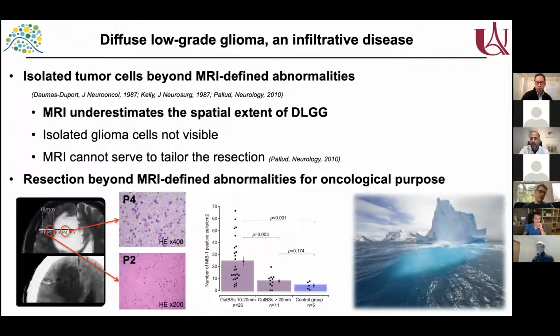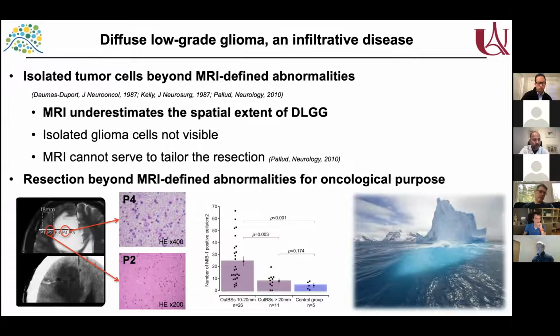And the example of the iceberg I refer here speaks by itself. Most of the tumor component is not visible on MRI. This has practical implications since MRI cannot be used as a guide to tailor the resection of diffuse low-grade glioma.